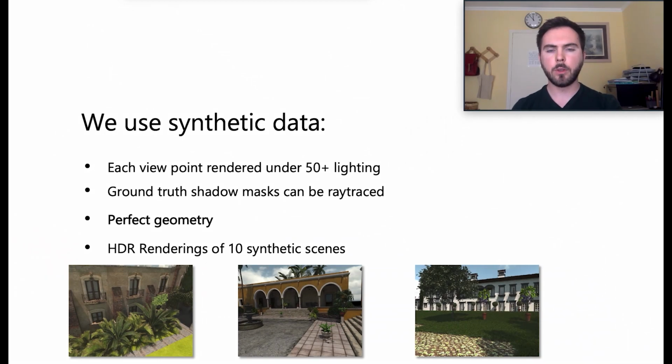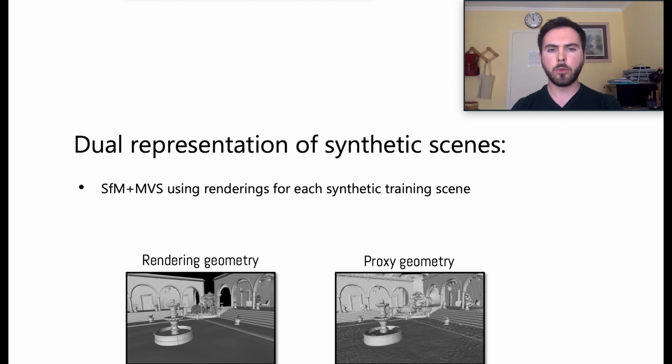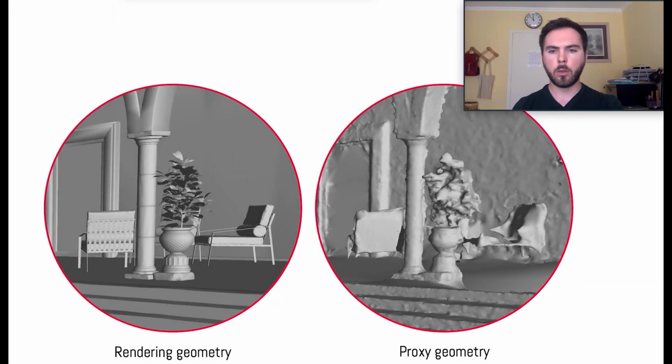As I mentioned, we use synthetic data and we have perfect geometry, which is a big issue. This creates a domain gap. Thus, we use a dual representation of synthetic scenes by reconstructing a proxy geometry for the training scene. We compute our input buffers on this proxy geometry, while the rendering geometry is used to generate photorealistic images and supervision for the shadow masks. As you can see, there is quite a difference between the rendering geometry and the proxy one, which exhibits the same artifacts as MVS-like data that we use at test time.